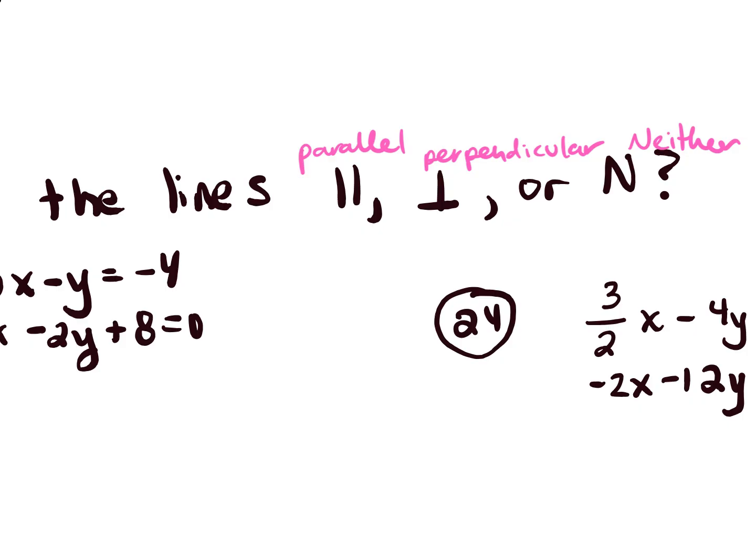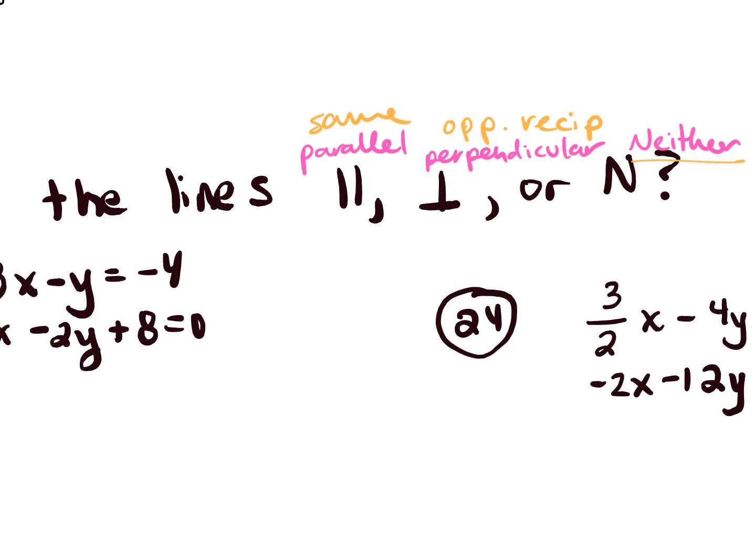So to determine if something's parallel, what do we know about the slopes? They're going to be the same slope. If something's perpendicular, what do we know about the slopes? They're opposite reciprocals. And if it's not the same slope and they're not opposite reciprocal slopes, then it would be neither. So we want to find the slopes for each of our lines, and we're going to compare them.